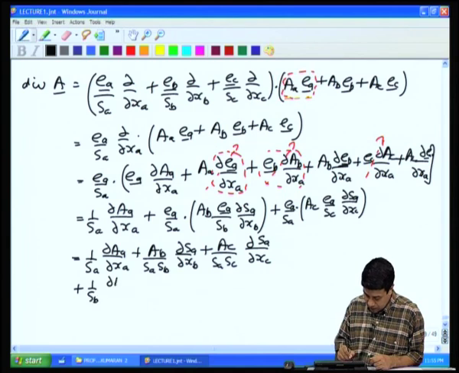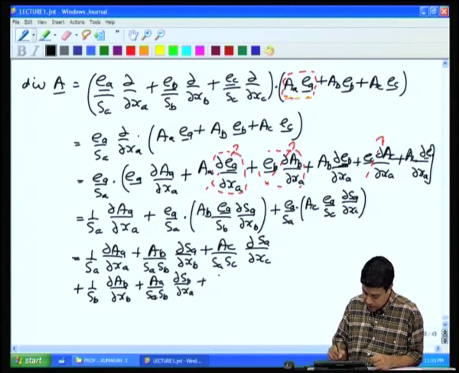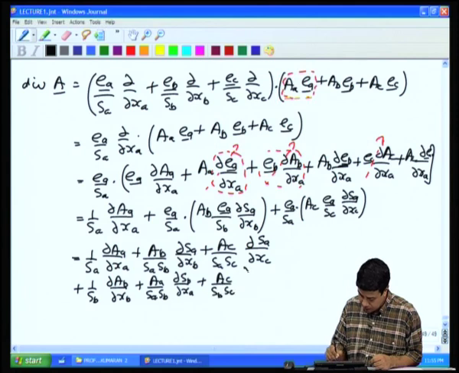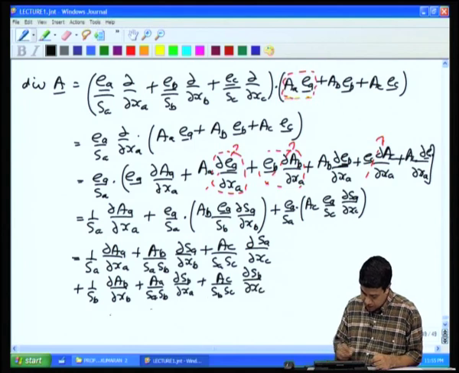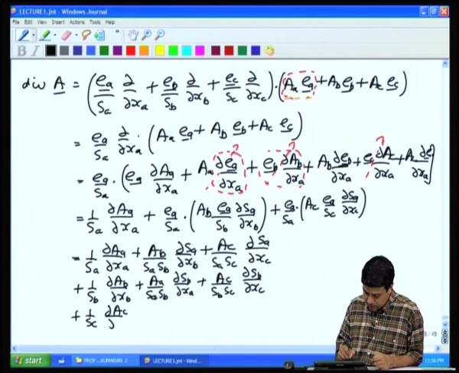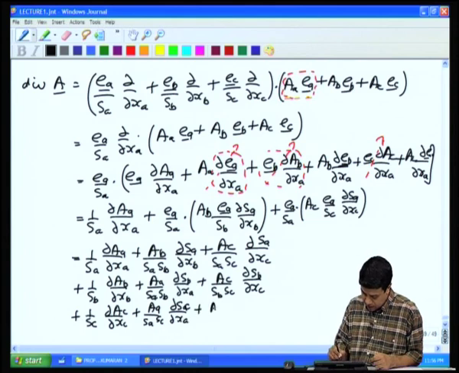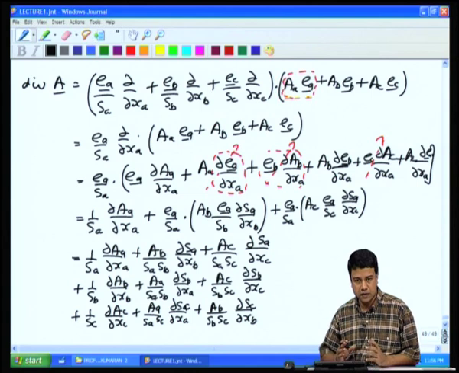1/S_B ∂A_B/∂x_B plus A_A/(S_A S_B) ∂S_B/∂x_A plus A_C/(S_B S_C) ∂S_B/∂x_C plus 1/S_C ∂A_C/∂x_C plus A_A/(S_A S_C) ∂S_C/∂x_A plus A_B/(S_B S_C) ∂S_C/∂x_B. Okay. So, that is the final expression that you get after incorporating all the derivatives. Okay.